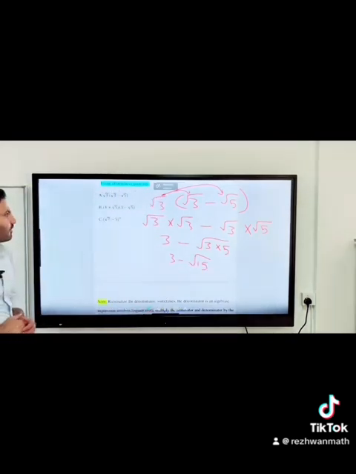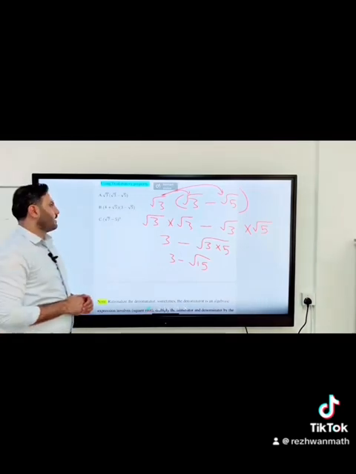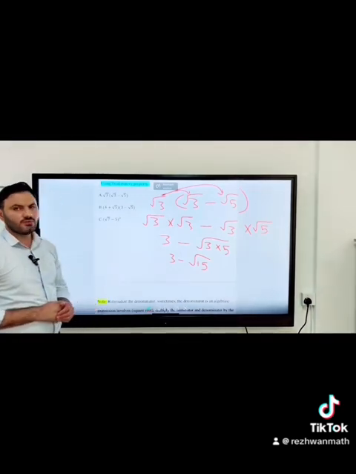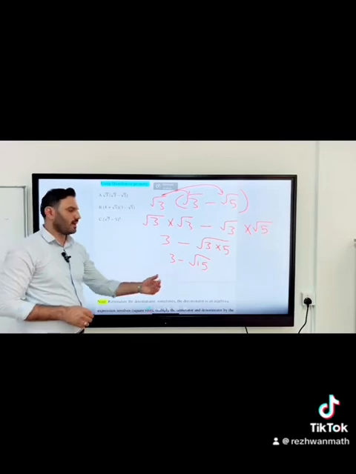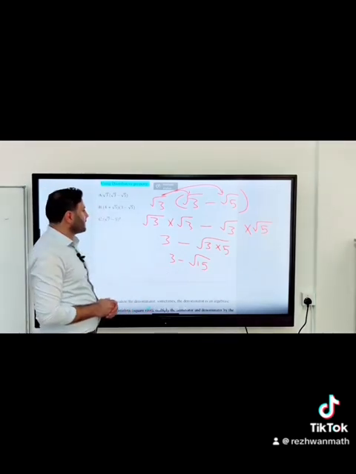So the simplest form of square root 3 times square root 3 minus square root 5 is 3 minus square root 15.